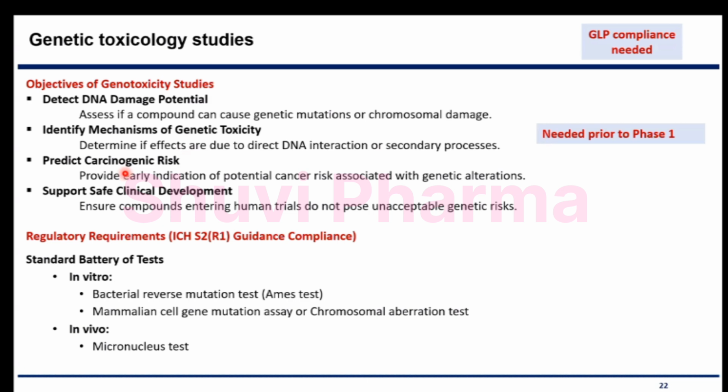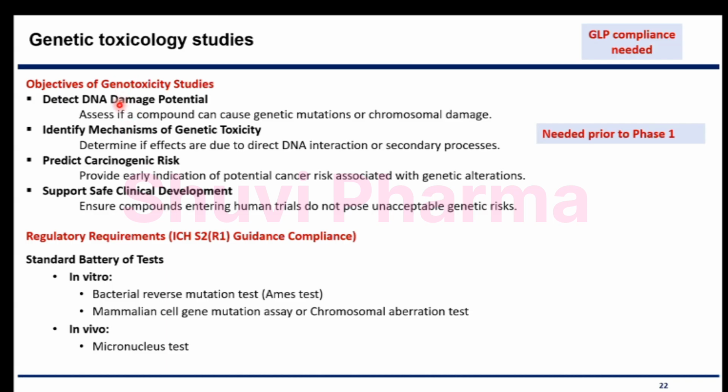And also this helps to predict the carcinogenicity risk, whether this genetic manipulation or DNA interaction and genotoxicity will lead to the formation of cancer in patients over a longer period of time. If you take the drug for 5 years, 10 years, what happens? And of course the safe clinical development. But this is a very, very important aspect.